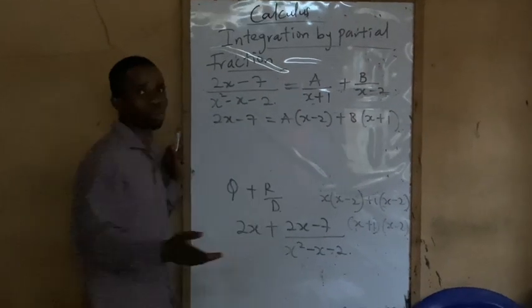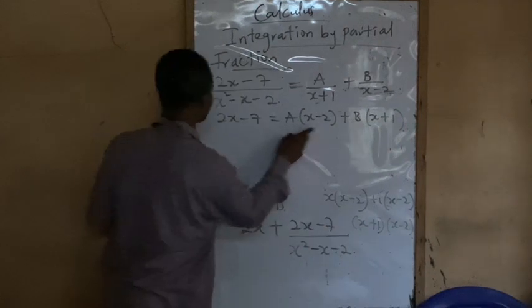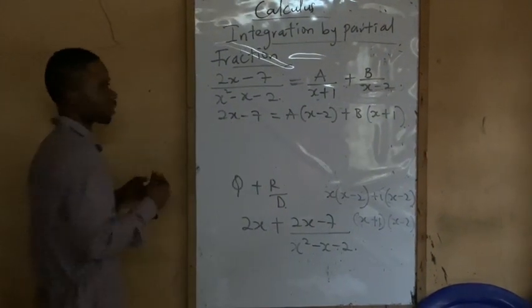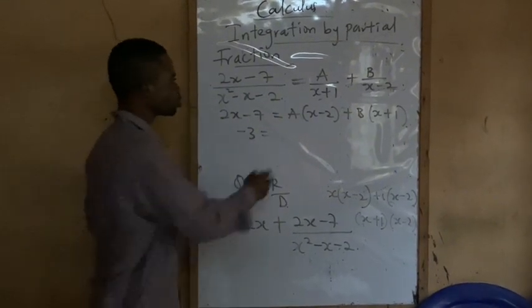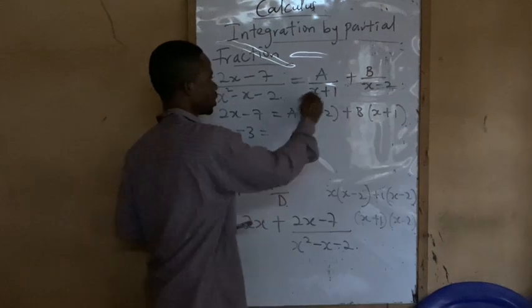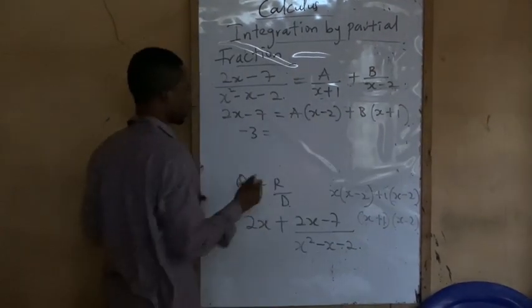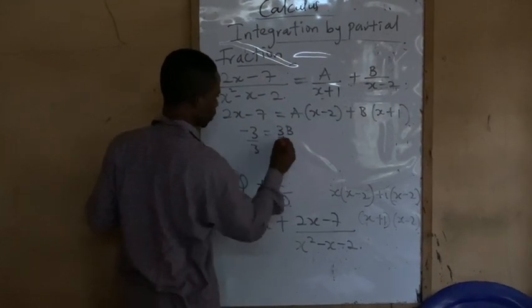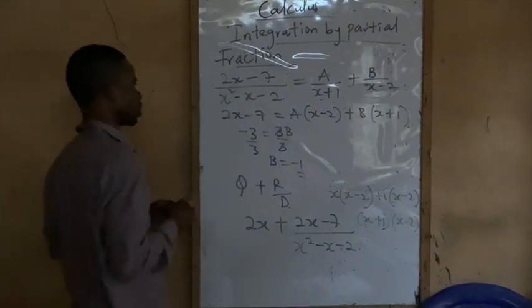When x minus 2 equals 0, that means x equals 2. And if x equals 2, you substitute your 2 here. 2 times 2, that is 4, and 4 minus 7, that is minus 3. Minus 3 equals, and if you substitute 2 here, 2 minus 2 is 0. Everything here turns to 0. Substitute 2 here, 2 plus 1, 3. 3 times b, that is 3b. That's all over 3, all over 3. So our b equals minus 1.